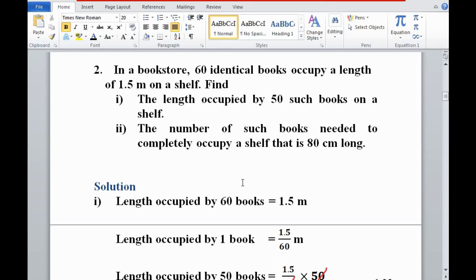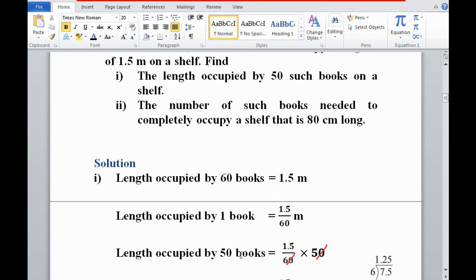Okay, in the statement of the question, the number of books is directly proportional to the length of a shelf. So first of all, let's write the given statement that length occupied by 60 books is 1.5 meters. According to the statement of the question, 60 identical books occupy a length of 1.5 meters on a shelf. So, length occupied by 60 books is 1.5 meters. To find length occupied by 50 books, first of all, we will be finding length occupied by one book.